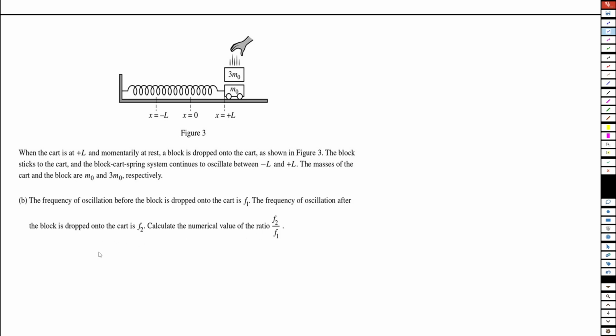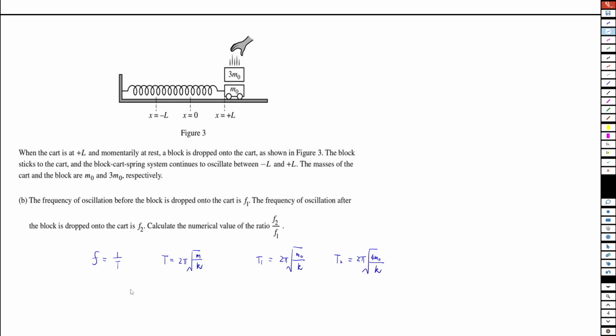Okay, so we know the frequency f is related to the period, right? f is 1 over the period. On the formula sheet, you can see the period is 2 pi square root of m over k. So f1 is related to T1. T1 is 2 pi square root of m naught over k. At T2, when the 3m naught sticks to the m naught, the mass will be 4m naught. So the period is going to be like this.